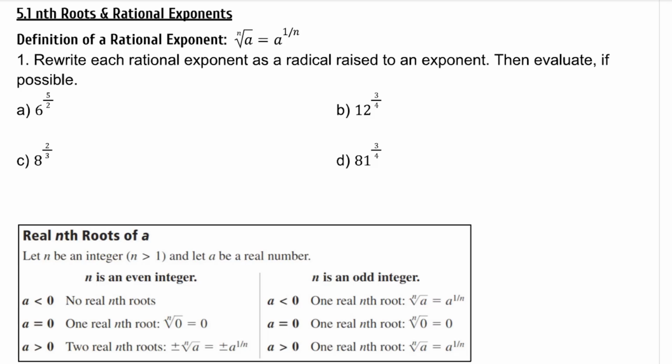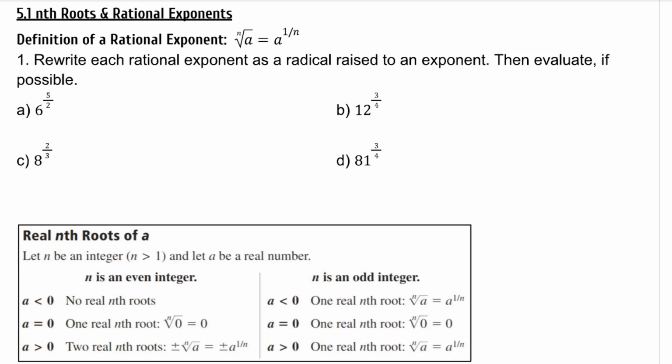Today we're going to talk about nth roots and rational exponents. The definition of a rational exponent is this: the nth root of a is equal to a to the 1 over n. Rewrite each rational exponent as a radical raised to an exponent, then evaluate if possible.